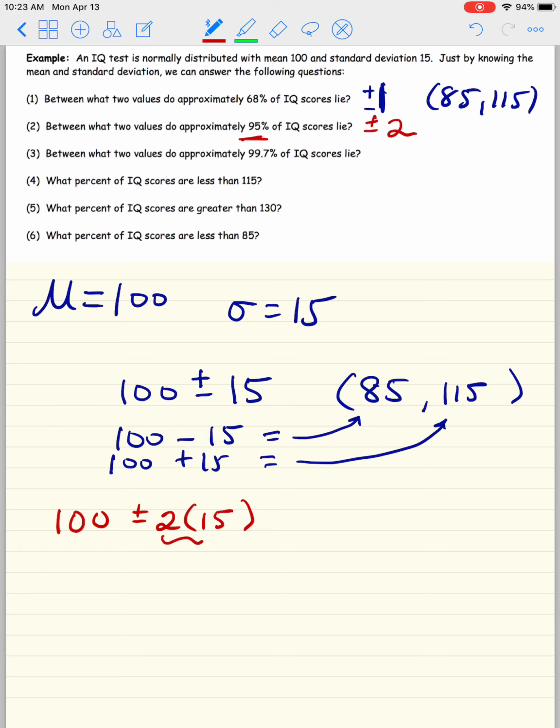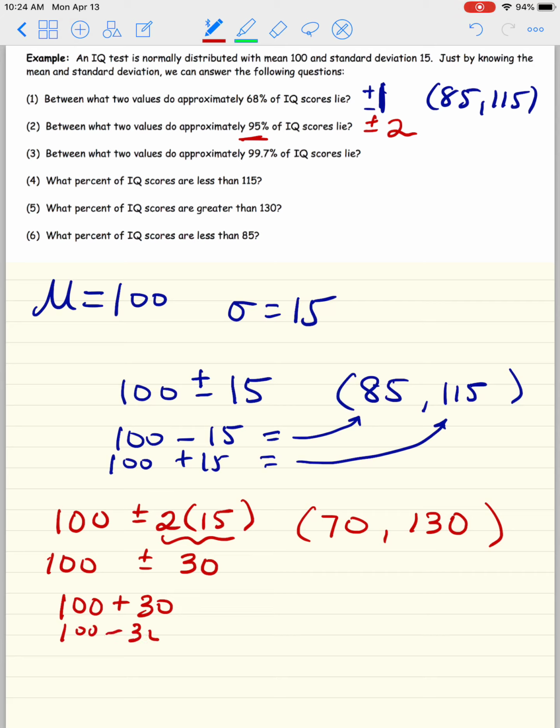Or you can say 2 times 15 is 30. Isn't it true that adding 30 is equivalent to adding 15 twice, and taking away 30 is like taking away 15 twice? So that's going to be 70 to 130, because that's going to be 100 plus 30, 100 minus 30. So that's these two numbers. So that's your answer here.